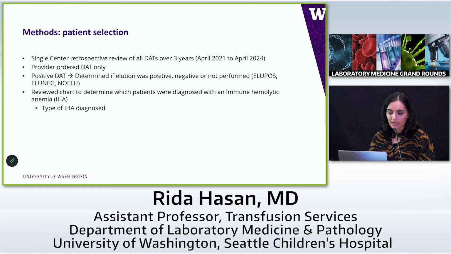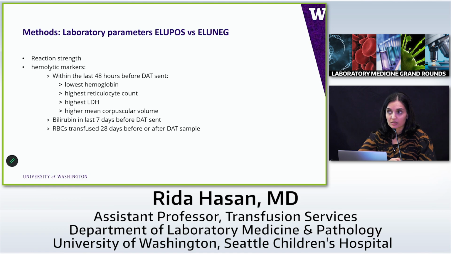And then I looked at if they were diagnosed with a hemolytic anemia, or were they not diagnosed with a hemolytic anemia, and what was the exact diagnosis. Then I compared specifically the patients who had a diagnosis of immune hemolytic anemia who had a positive eluate versus a negative eluate. And really what I was trying to see is the patients who have more clinical hemolysis, are they more likely to have a positive eluate versus maybe a patient that has a warm AIHA that's not as clinically significant or really easy to treat, which has a negative eluate.